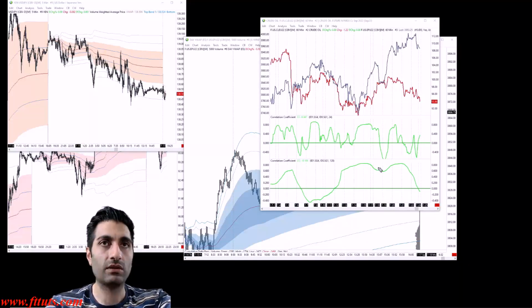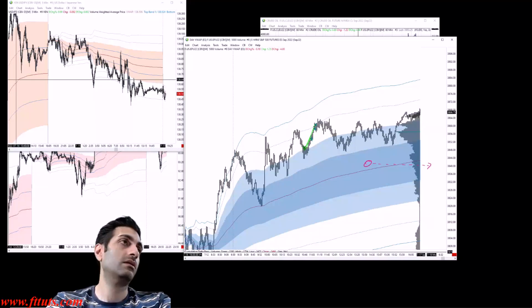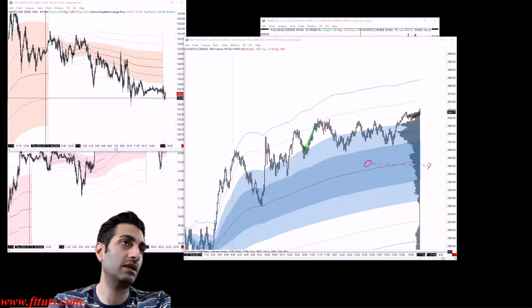Let's have a look. The 15th, again, very strong positive correlation on this particular day. So 80%. Let's make a note of that. 80% here.